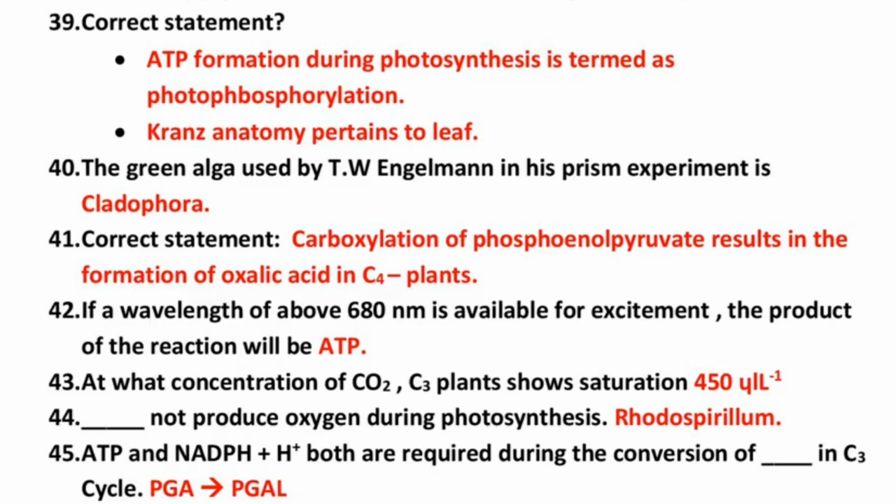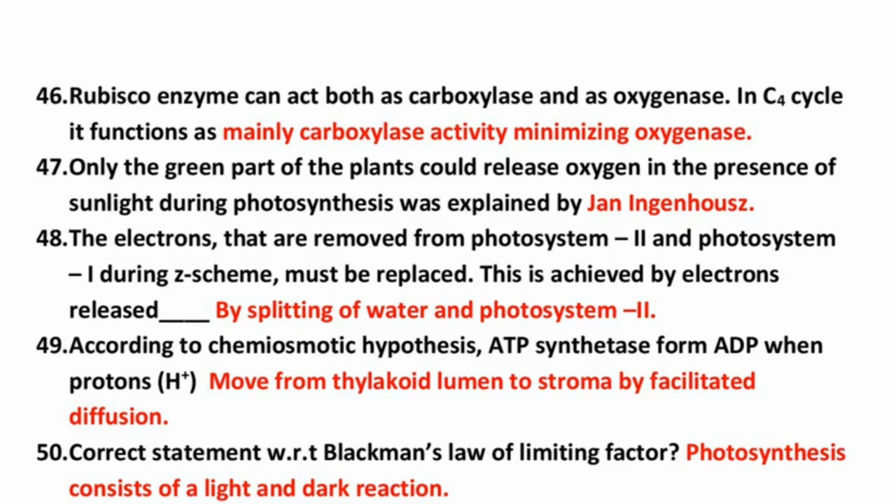450 microliter per liter. Question number 44. Dash does not produce oxygen during photosynthesis: Rhodospirillum. Question number 45. ATP and NADPH plus H plus both are required during the conversion of dash in C3 cycle: PGA, it gives PGAL. Question number 46. Rubisco enzyme can act both as carboxylase and as oxygenase. In C4 cycle, it functions mainly as carboxylase, minimizing oxygenase activity.